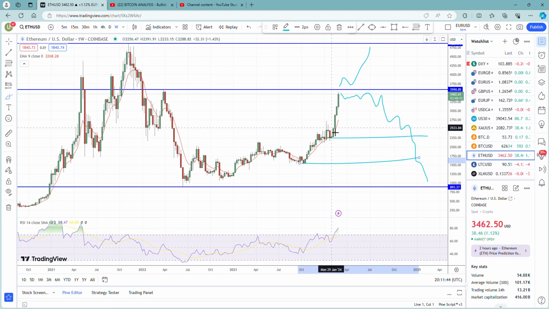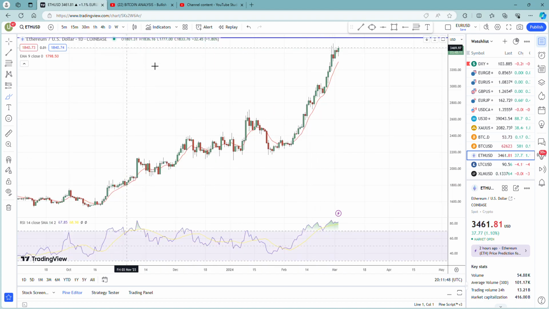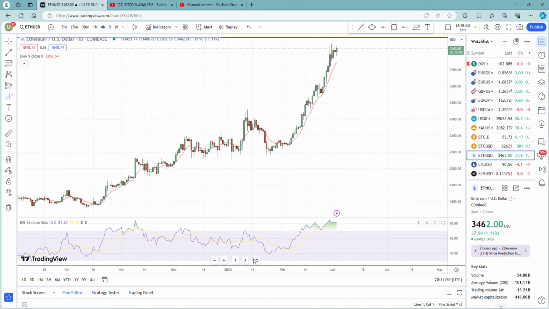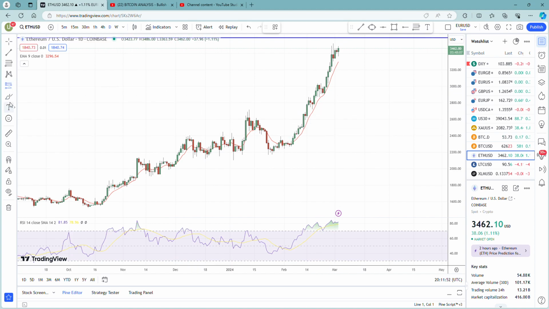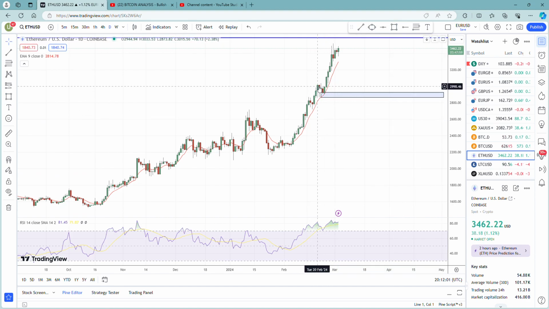Next, what you do is you go into the daily time frame. You want to mark your higher highs and higher lows. So once again, I'm just going to use this box zone to mark my zone. So as you can see, this is the most recent higher low. What is a higher low? Where price moves from bearish to bullish.